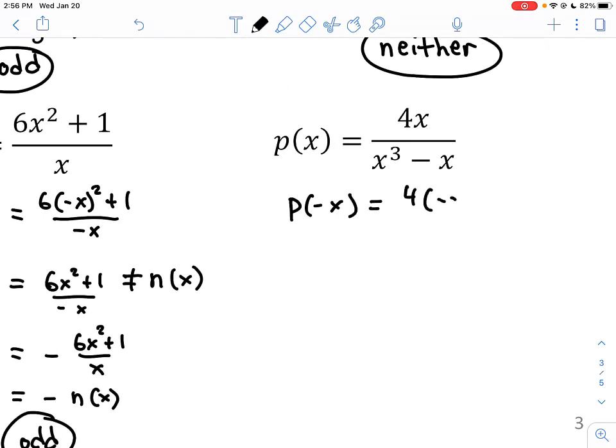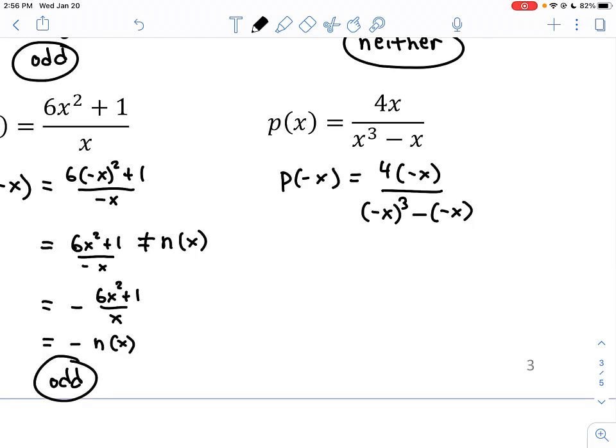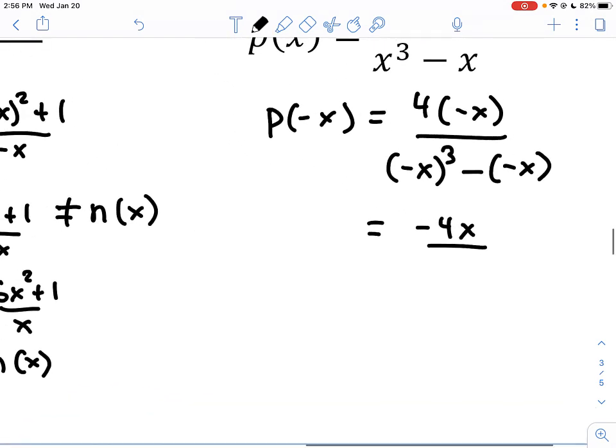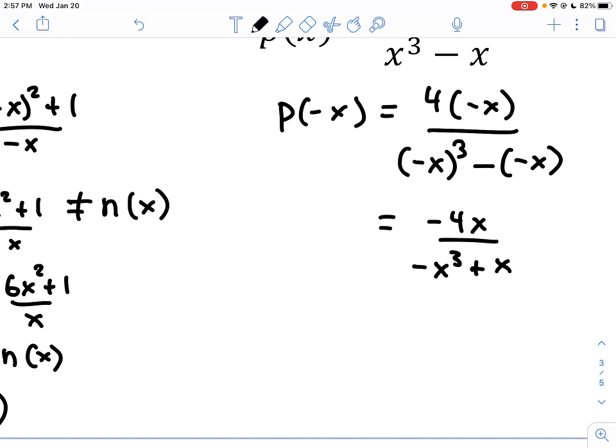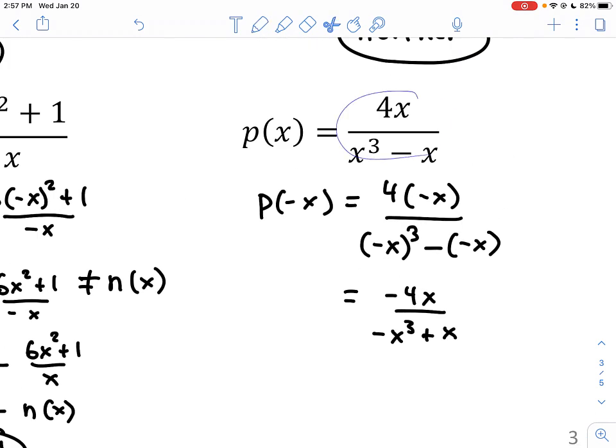Plug in negative x to the top, and then also all the other x's down here, use parentheses. Okay, we get -4x up top. In the bottom, we get the cube. On the negative, we'll keep the negative, so it's -x cubed. And then minus -x is plus x. If you pause, you'll be like, okay, this does not look like the original.